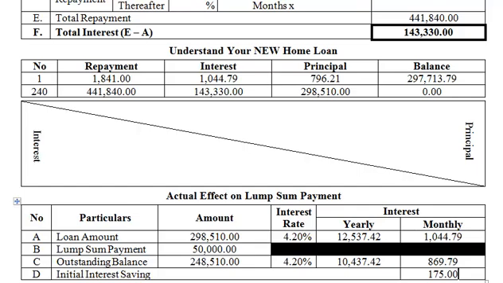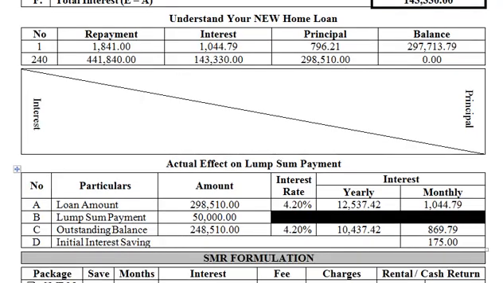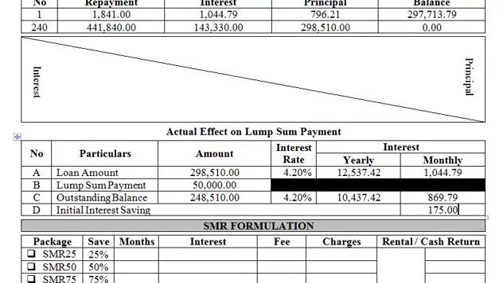lump sum payment. Why should you use this lump sum payment and not our SMR plan, where we only request you to make a small amount of money every month, and yet you can save either 25%, 50%, or 75%? We call this the SMR package in the SMR formulation.